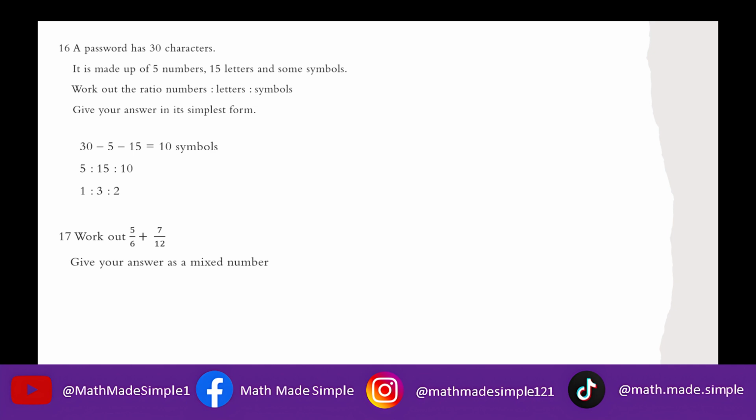So first I need to make my denominators the same. So 5 over 6 multiplied by 2 on the numerator and the denominator will give me 10 over 12. Then I add 10 and 7, which are the numerators, which gives me 17 over 12. But as it says to give my answer as a mixed number, there is one whole and 5 twelfths.